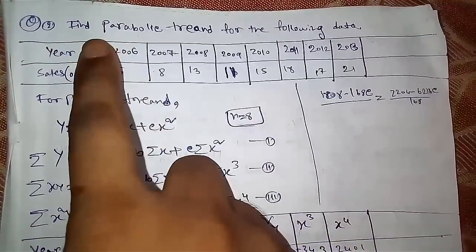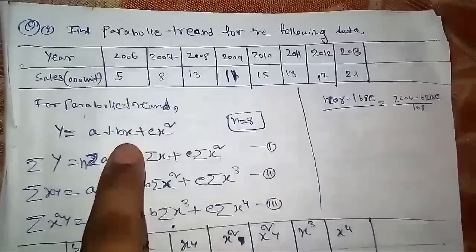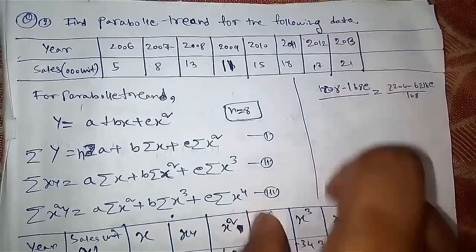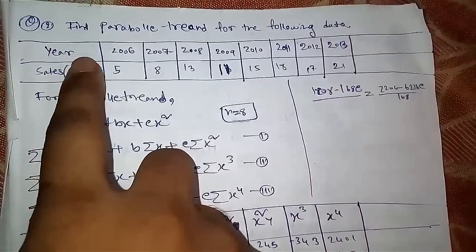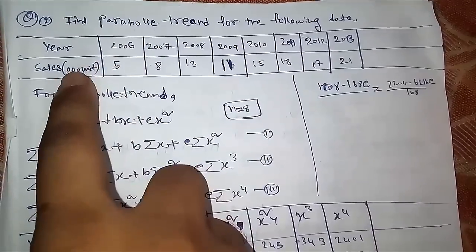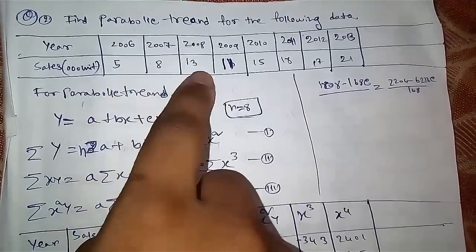Okay, friends. Today I am going to discuss the parabolic trend. Find the parabolic trend for the following data. So we are going to solve this problem. The data is given as 2006 to 2013 with sales of 5, 8, 13.